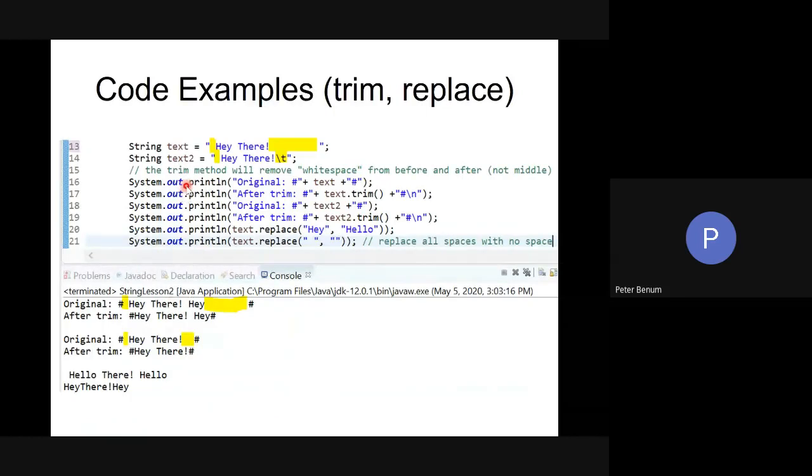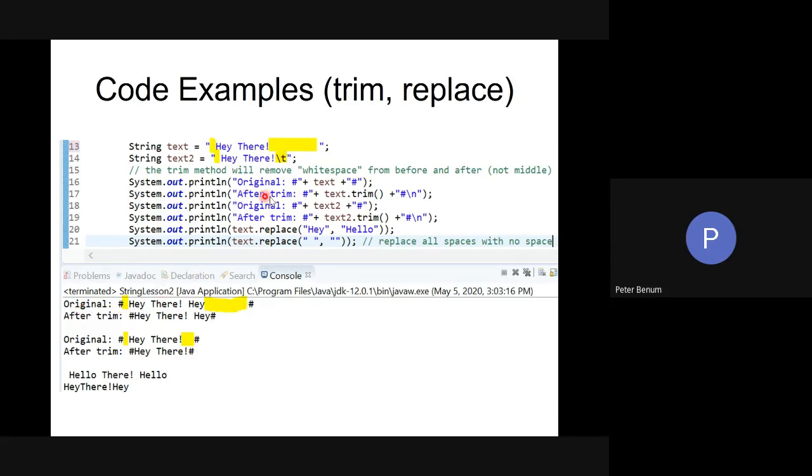Again, I could run this program, but it's up here now. You can see text has a space before and a bunch of spaces after. So you can trim those off, but it won't trim out the middle. When I run it, it says here's the original, just text with the space before and the space after. So that comes out here.